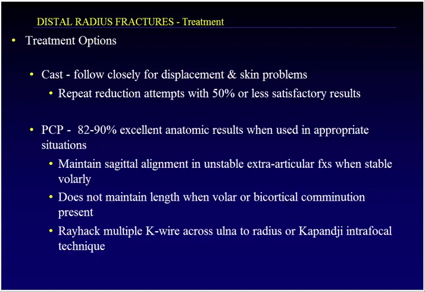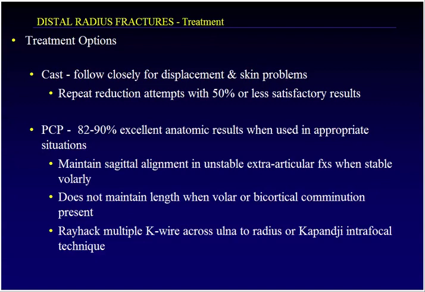Percutaneous pinning has been shown to result in excellent anatomic results and functional outcomes when it's used appropriately. It's very useful to maintain the sagittal alignment in unstable extra-articular fractures that are stable on the volar surface. So in other words, fractures where you have dorsal angulation with minimal comminution, you can realign those fractures in the sagittal plane and very nicely stabilize them with one or more percutaneous pins.